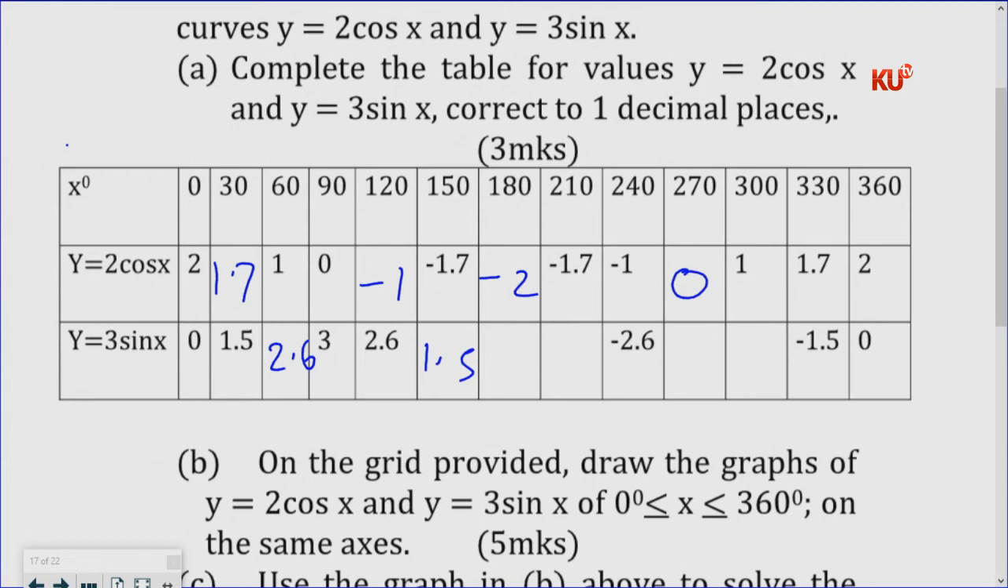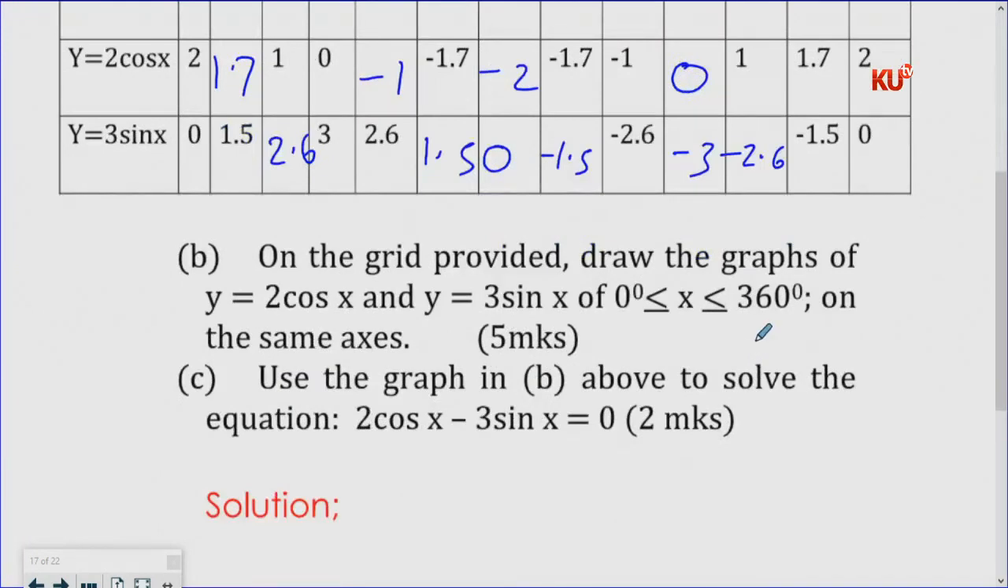Let's move to 180. 3 sine 180, you get 0. Next is 210 degrees. You get negative 1.5. Let's move on to 270. We have negative 3. And finally, 300 degrees, you'll have negative 2.6. And that is it. You get your 3 marks. Just as simple as that, learner. Very simple indeed.